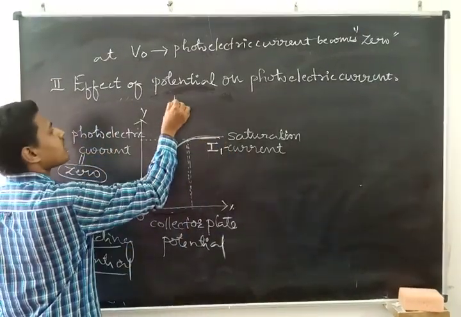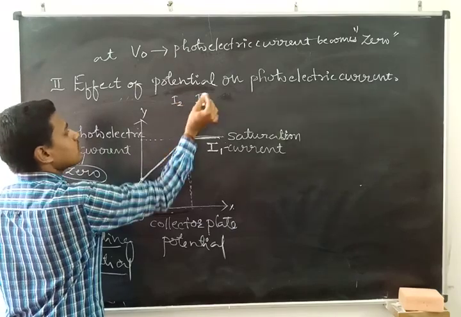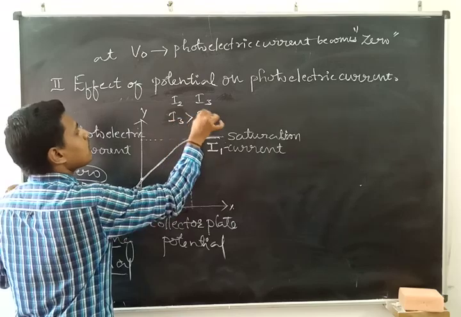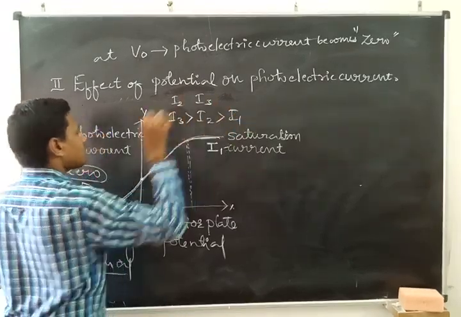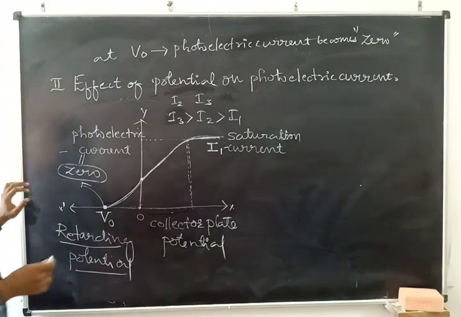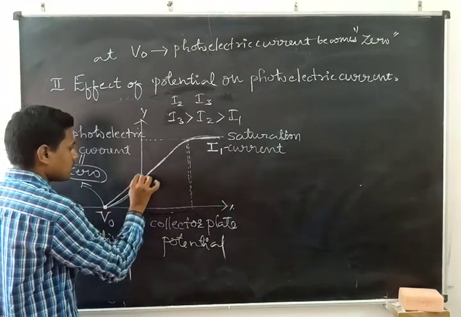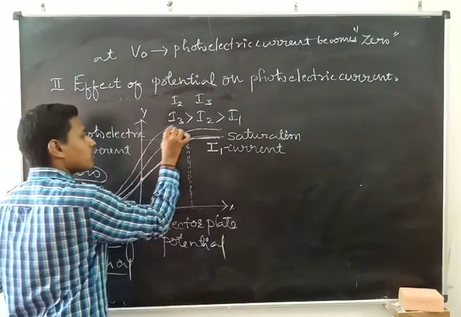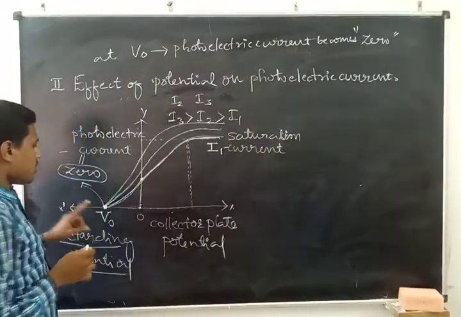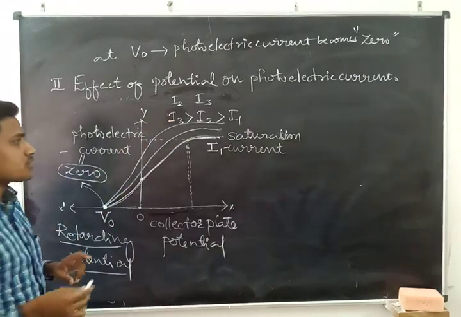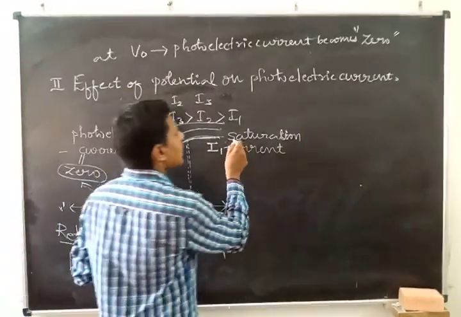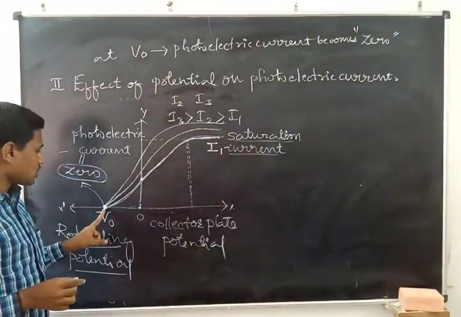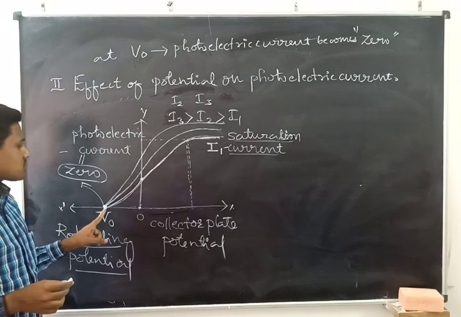Suppose I use some higher intensities, say I2 and I3, where I3 is obviously greater than I2, which is greater than I1. What happens if you increase the intensity? You find a graph like this. It means as the intensity of the incident radiation increases, the saturation current has higher values. But what about the stopping potential? This stopping potential remains the same.